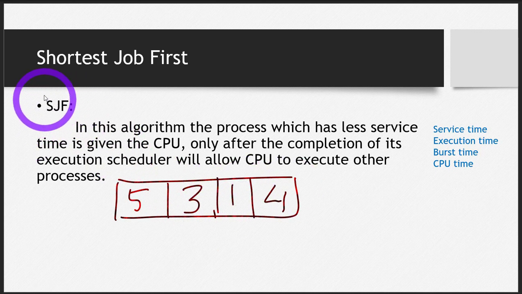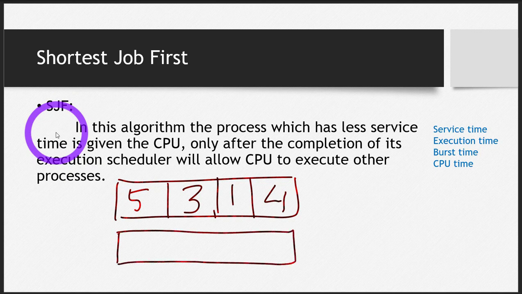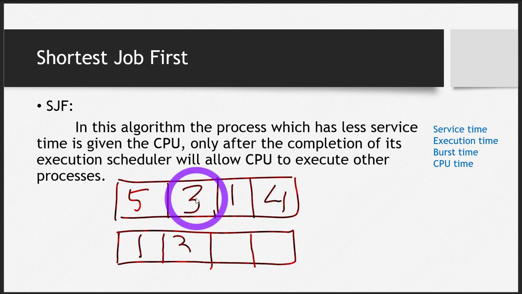So for implementing SJF, first of all, this timeline will be sorted. These processes will be sorted on the basis of execution time. Whichever process has the least execution time will come first. In this scenario, the least execution time is taken by the third process, so it will come here. The second least time is the second process, so this will come here. Now the first process is 5, so it won't come yet. The fourth process has an execution time of 4, so this will come here, and at the end, the first process will come.